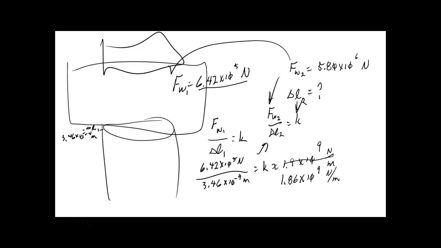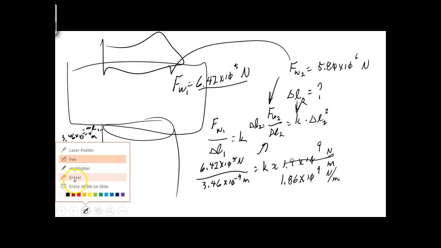What's wrong with it? It's in the denominator. We want it in the numerator. How do we get it there? How do you undo division? Help me, somebody. Multiply by delta L2 times delta L2. Oops, not squared, 2. Sub 2.